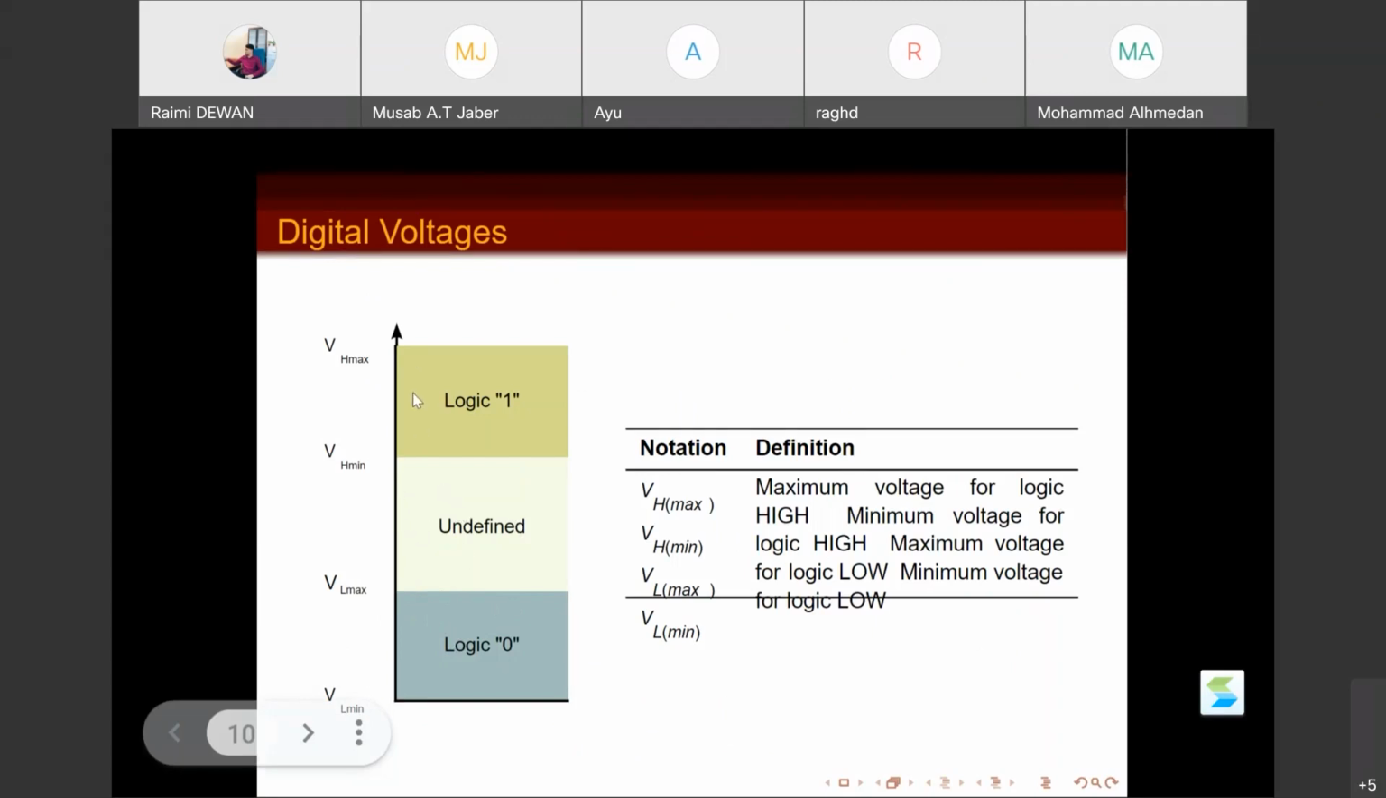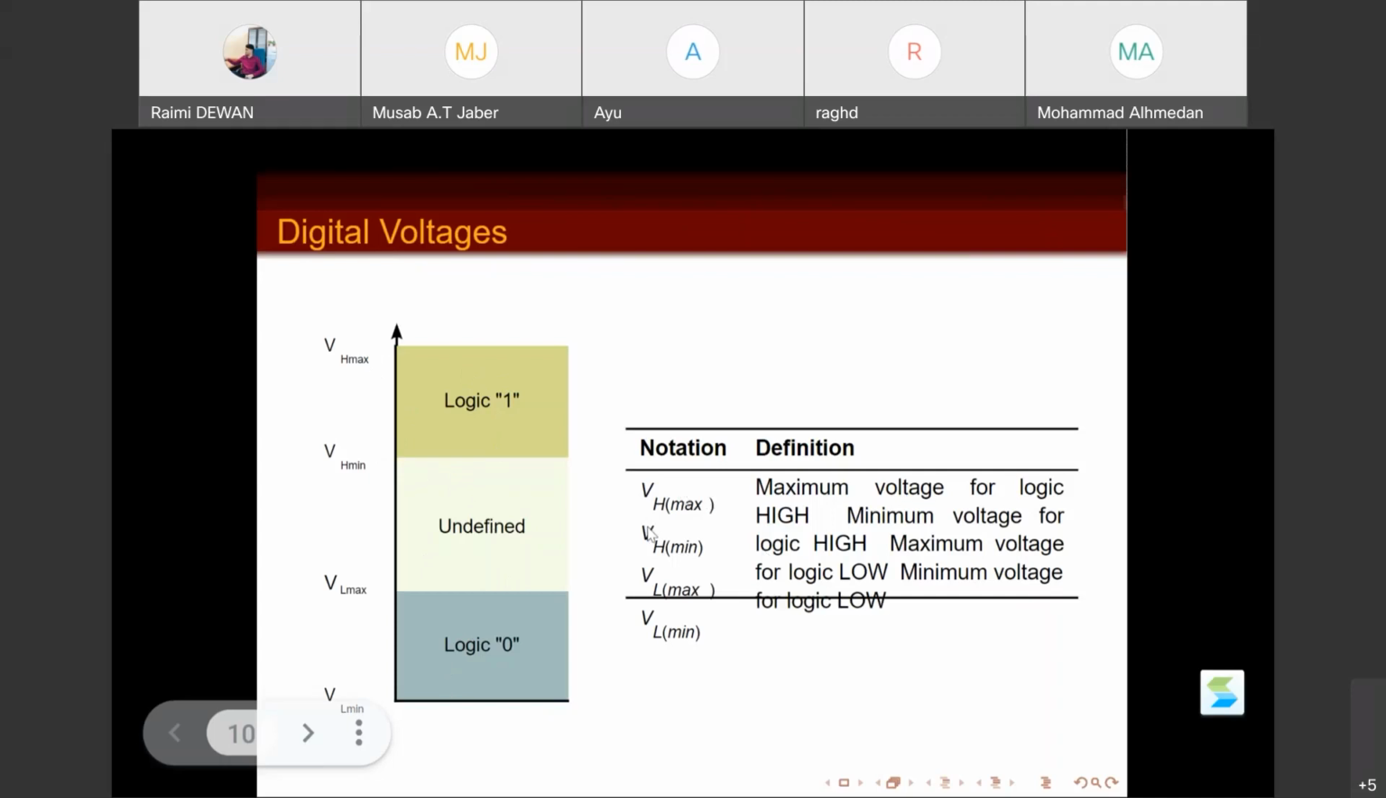And then we have this one, 5 to 7. So if you have 5 volt, it will be the minimum high value to be able to categorize as logic 1. And if you have 6.9, it's almost the maximum high of logic 1. Outside of this is considered undefined, which is this one. Outside of the defined value, undefined.